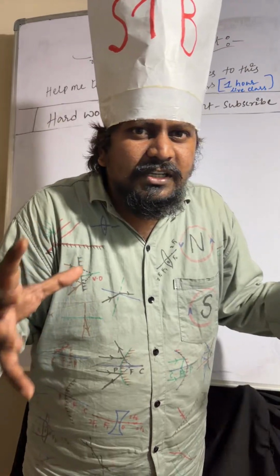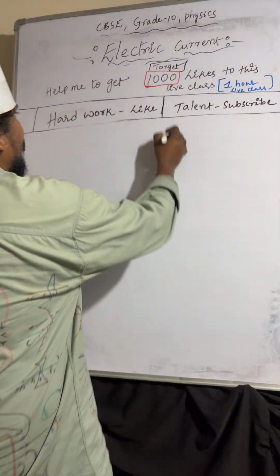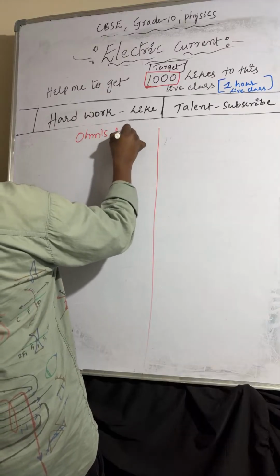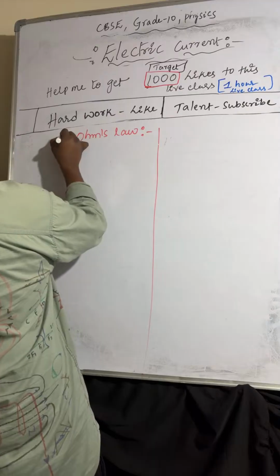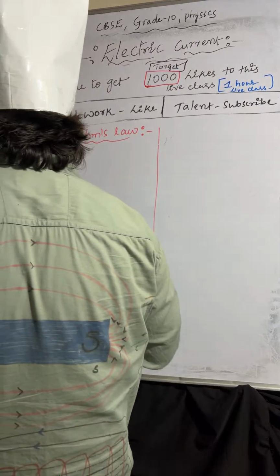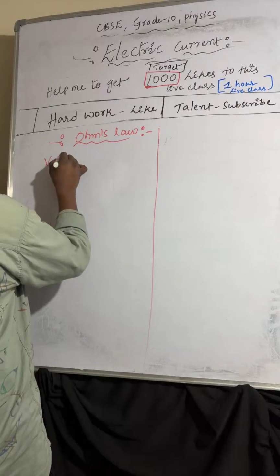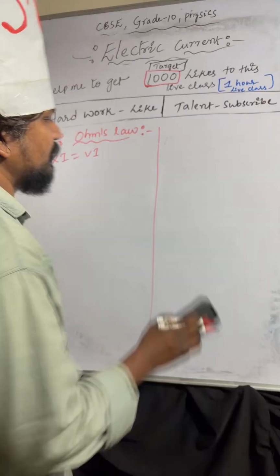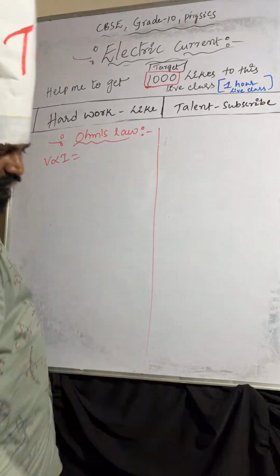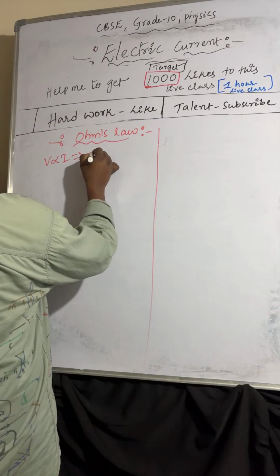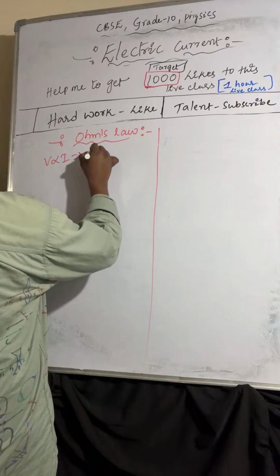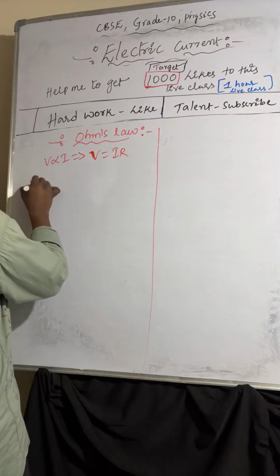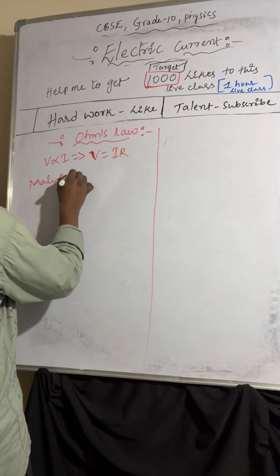Again, come to the points. Here you can see Ohm's law, the Ohm's law activity. V is directly proportional to I. V equal to IR. Understood? Materials required. What are the materials required?